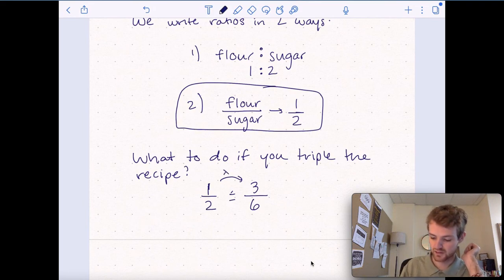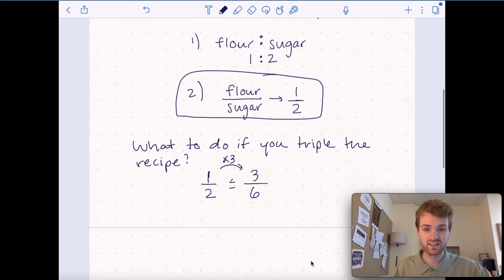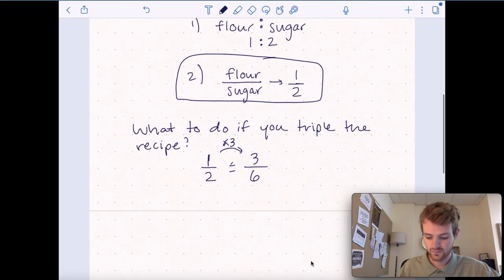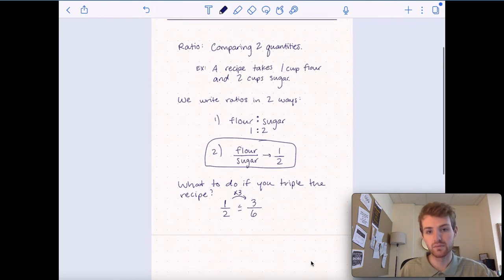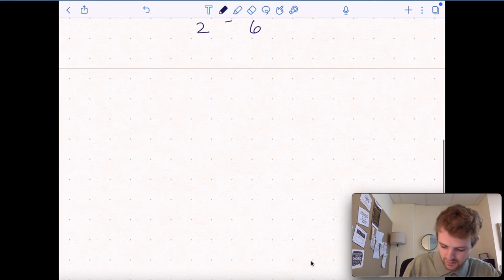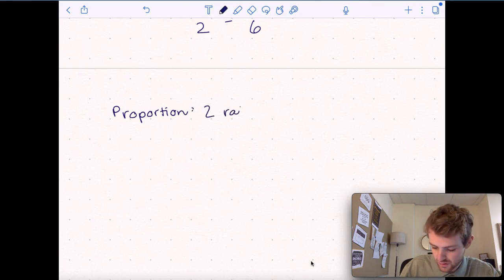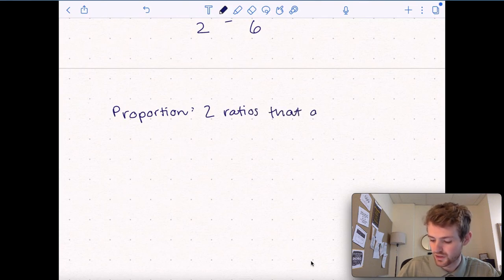Times 3, all right. What we just did is we just set up a proportion. A proportion is just two ratios that are set equal to each other.